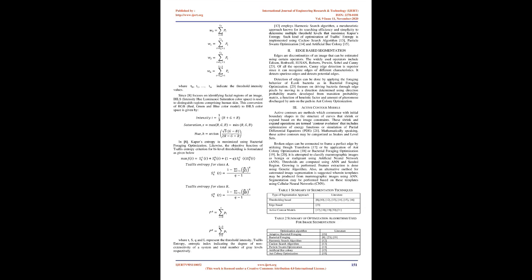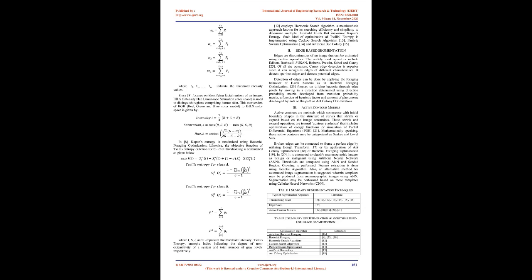12 employs harmony search algorithm, a meta-heuristic approach known for its searching efficiency and simplicity, to determine multiple threshold levels that maximize Kapur's entropy. Such kind of optimization of Kapur's entropy is implemented using cuckoo search algorithm 13, particle swarm optimization 14, and artificial bee colony 15.